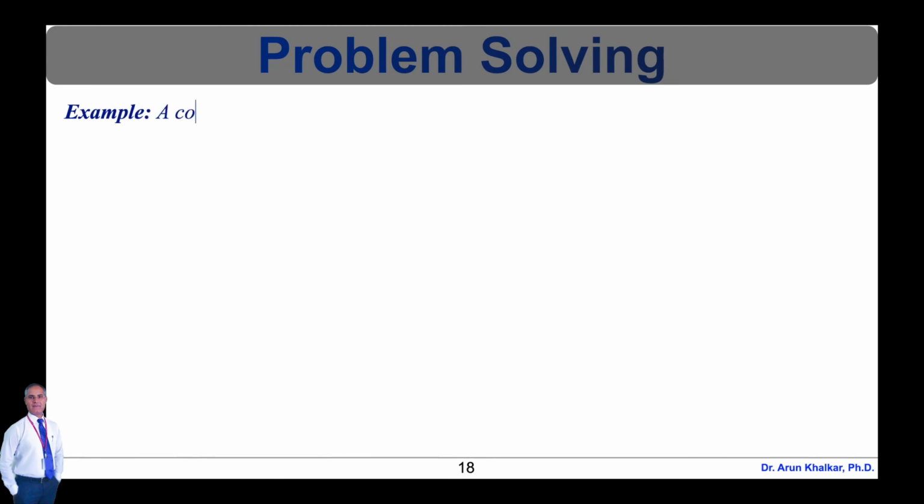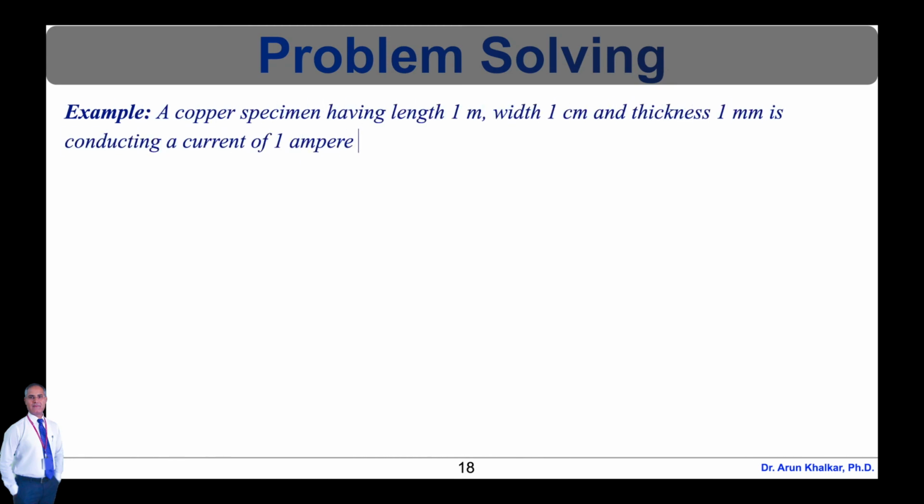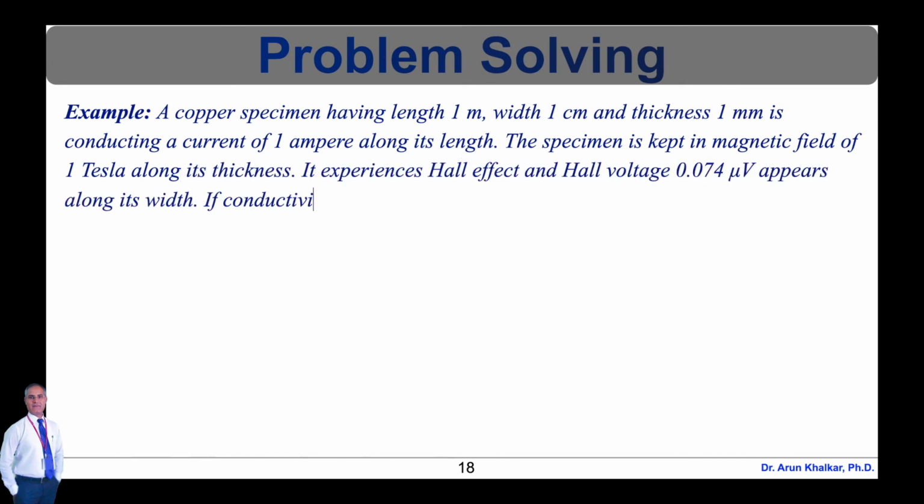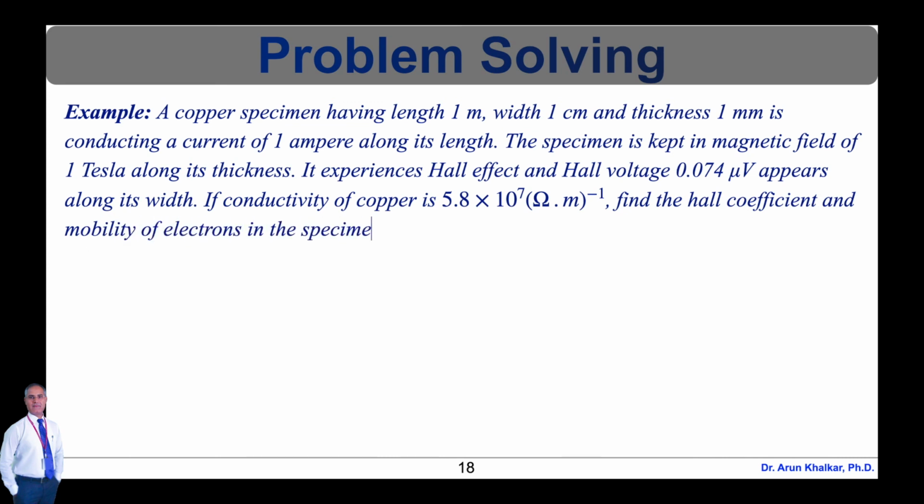Now let's see example number 3. A copper specimen having length 1 meter, width 1 centimeter and thickness 1 millimeter is conducting a current of 1 ampere along its length. The specimen is kept in a magnetic field of 1 Tesla along its thickness. It experiences the Hall effect and a Hall voltage of 0.074 microvolt appears along its width. If the conductivity of copper is 5.8 × 10^7 per ohm meter, find the Hall coefficient and mobility of electrons in the specimen.